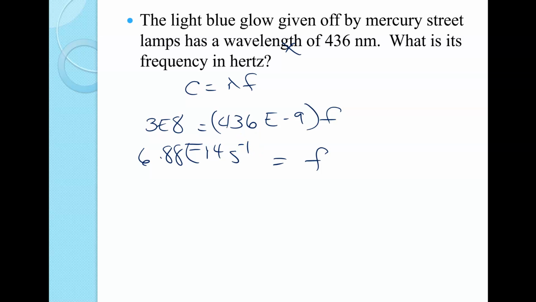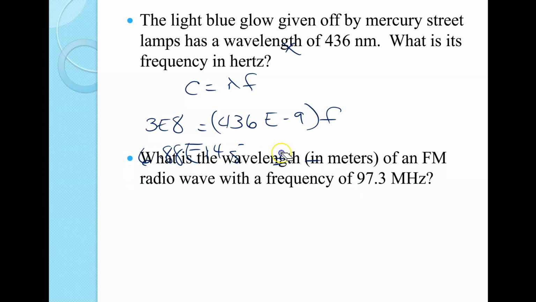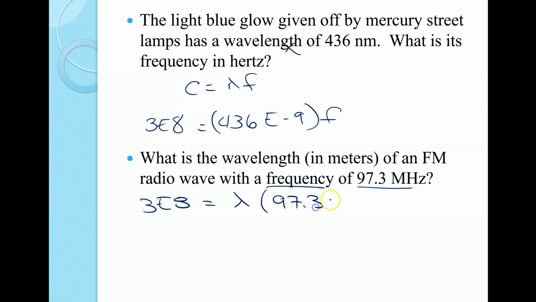Okay, next one. What's the wavelength in meters of an FM radio wave with a frequency given? So 3 e to the 8th equals the wavelength times 97.3 e to the 6th. I'm going to convert it straight away into hertz.